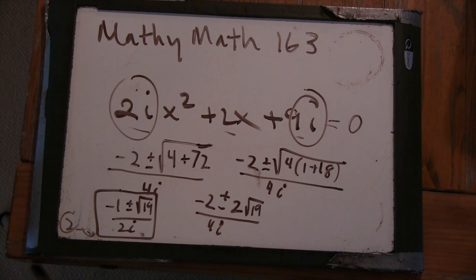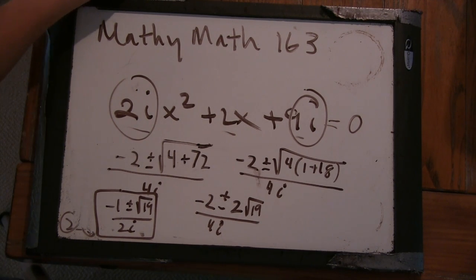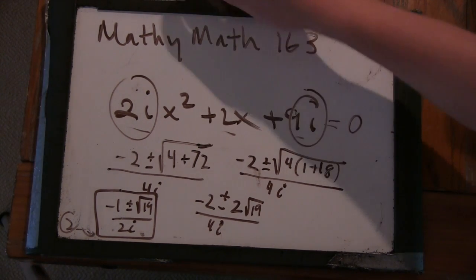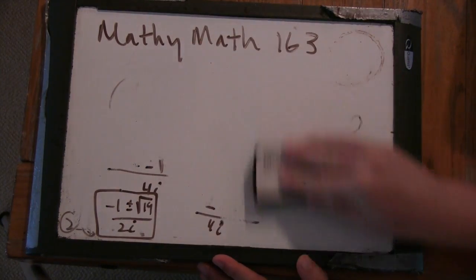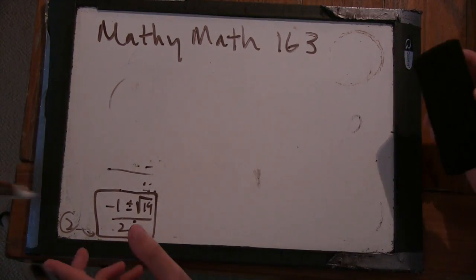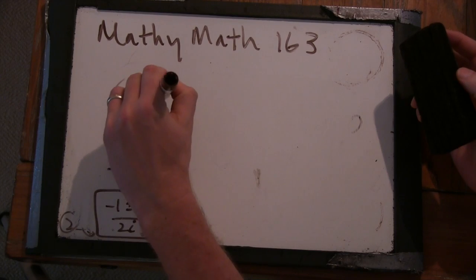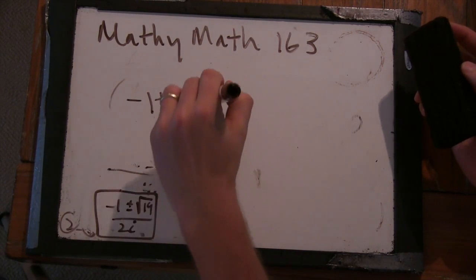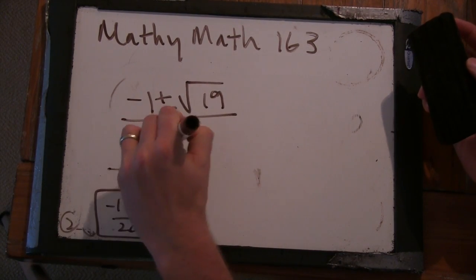All right, and usually what I think you're going to want to do is get the i's on the top, just like we don't like to leave square roots on the bottom. You don't have to, but how do you move that i to the top? I think it's a good exercise. Well, so let's give ourselves a little bit of room here. So we got minus 1 plus or minus the square root of 19 all over 2i.